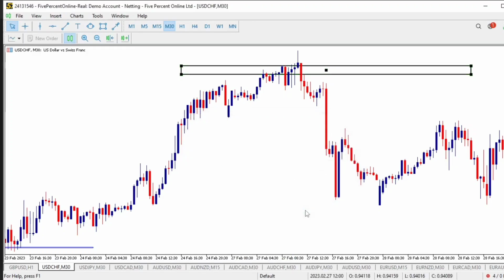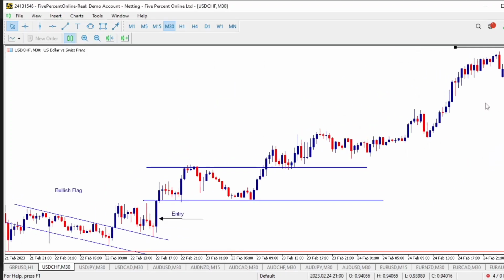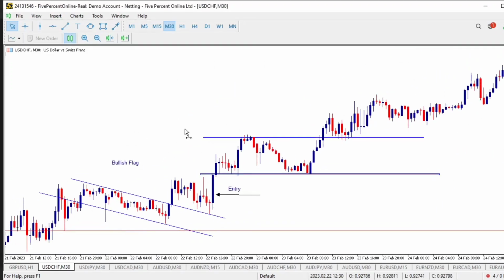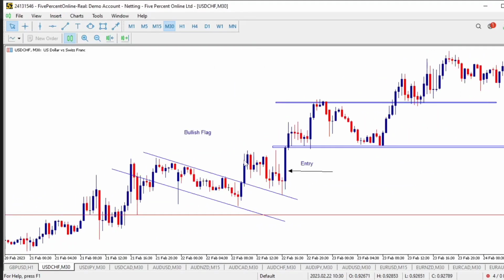Now let's look at support and resistance briefly. Let me remove this.